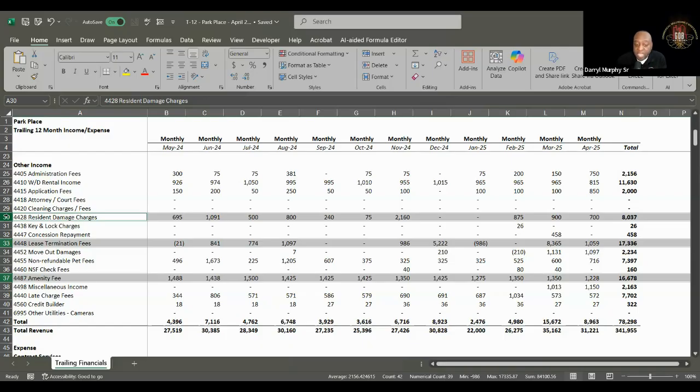So my objective would also be to reduce that damage. Now, you're going to have turnover, but that's in repair and maintenance. That's down below, right? But in November, there was a big damage, 2160. That's big. 1091.